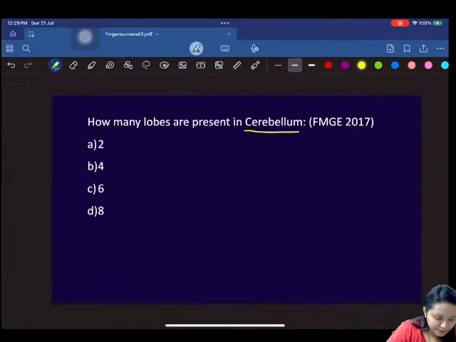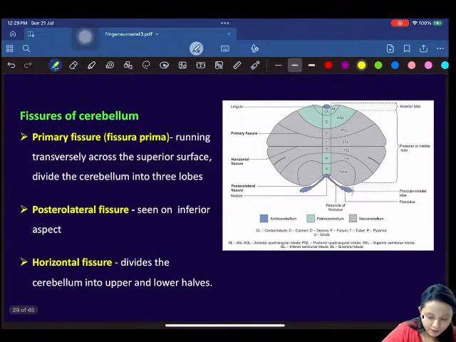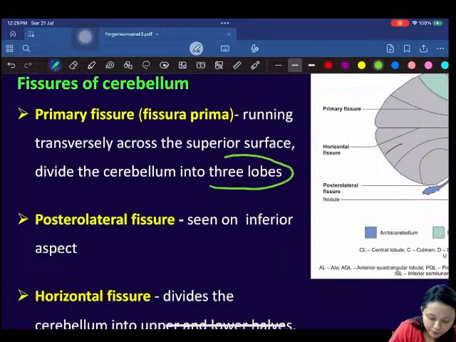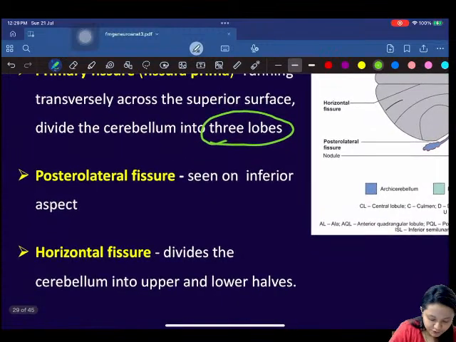Okay, so let us study a little bit about the cerebellum. Now you know that cerebellum has certain fissures. One is the primary fissure, which is running across the superior surface and dividing it into three lobes. Now you have got to know that you have three lobes in the cerebellum. It is also known as fissura prima and it is the deepest fissure. Then you have a lateral fissure on the inferior surface and a horizontal fissure which will divide into upper and the lower halves.